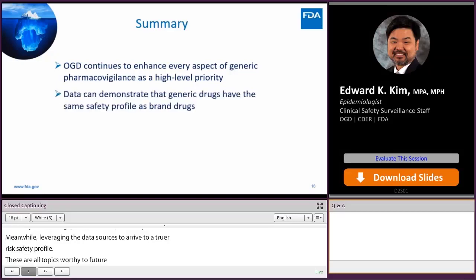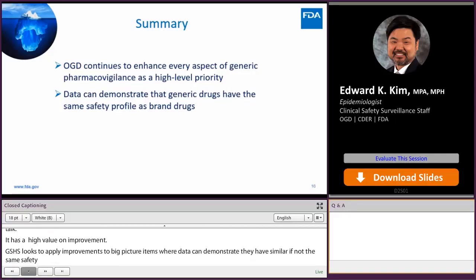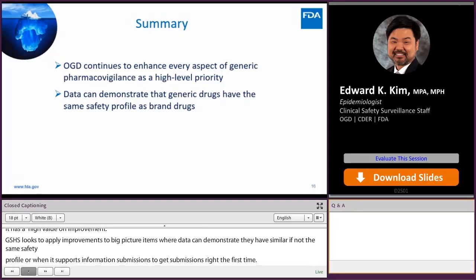CSSS looks to apply improvements to big picture items, for example, where data can demonstrate that generic drugs have similar, if not the same, safety profile as brand drugs, or when it supports information submissions to get, quote, submissions right the first time. In many cases, improving the use of current data sources and enhancing methods and the application of new data sources and models can reveal a better picture of each safety-related iceberg we encounter. Thanks.